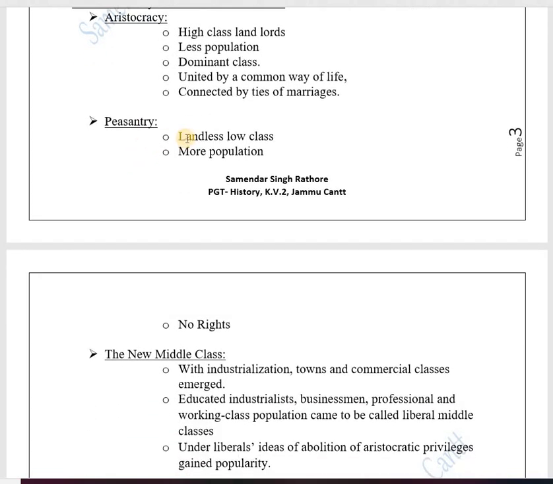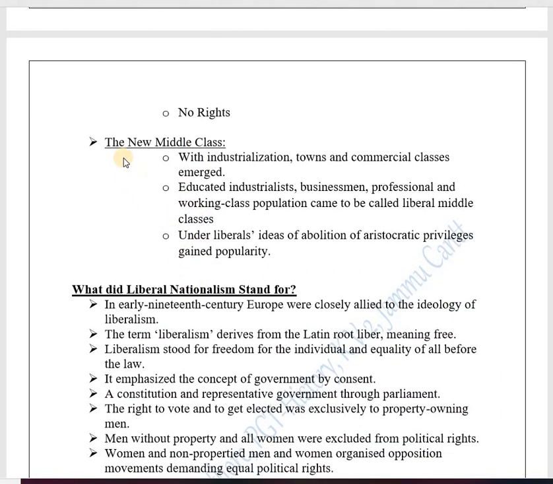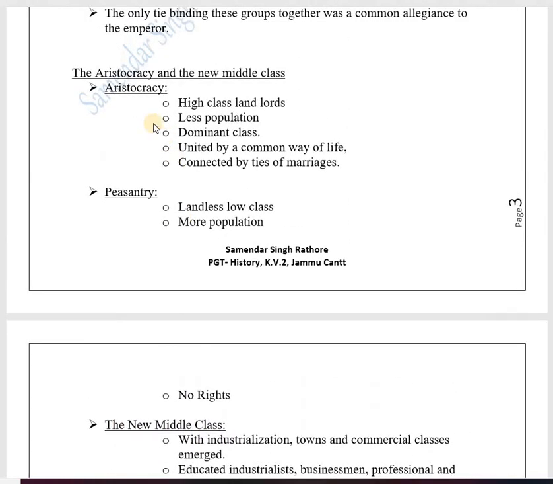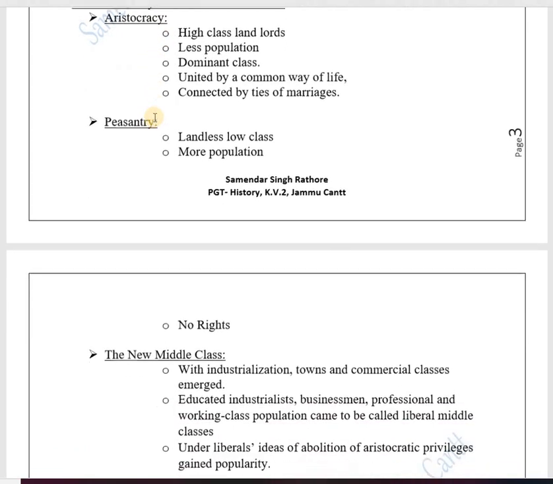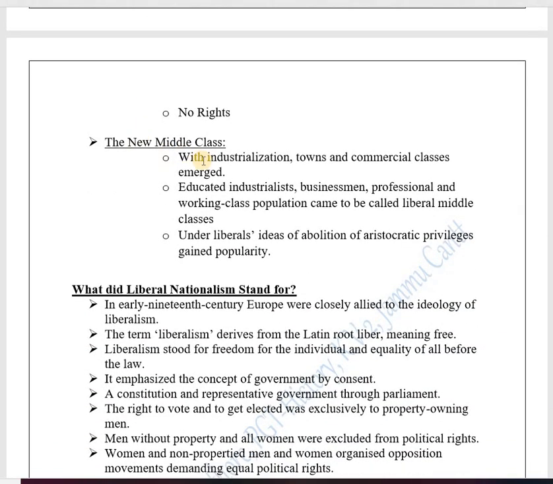Next class is the peasantry, which was a landless, low class. They did not have any land. They were working for the landlords. Then it was more in population and it had no rights. Now coming to the other class, that is the new middle class. This was a new class which emerged other than the aristocracy and the peasantry, the new middle class.